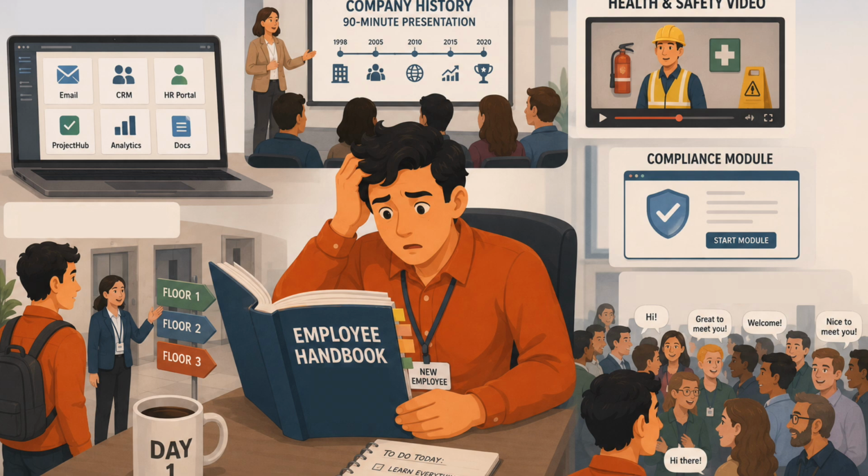By 10 a.m., you have been given a 47-page employee handbook, access to 6 different software systems, a 90-minute presentation about the company history, a health and safety video, a compliance module, a tour of 3 different floors, and introduced to approximately 40 people whose names you will absolutely not remember. By lunchtime, you're exhausted. Not because you're not capable or stupid, but because your working memory has been completely overwhelmed by an enormous amount of intrinsic load. New systems, new people, new process, new culture, with zero opportunity to process and consolidate any of it.